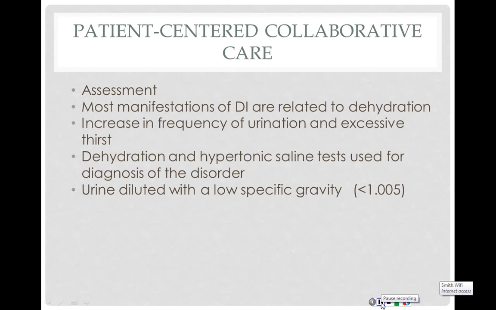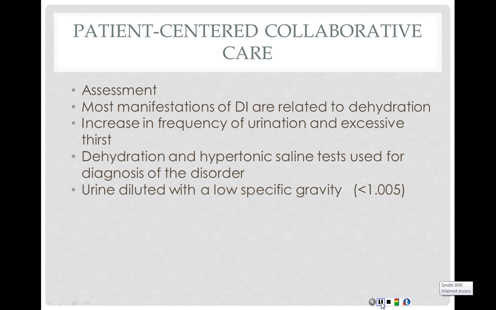Okay, so with assessment of this person, most of the manifestations that we see with diabetes insipidus are dehydration. The kidneys are not responding to ADH, so the person is going to have an increase in the frequency of urination. They're going to have excess thirst. So again, it's kind of like what we see with the person once they develop diabetes. The increase in thirst, the increase in urination. There are tests that can be done.